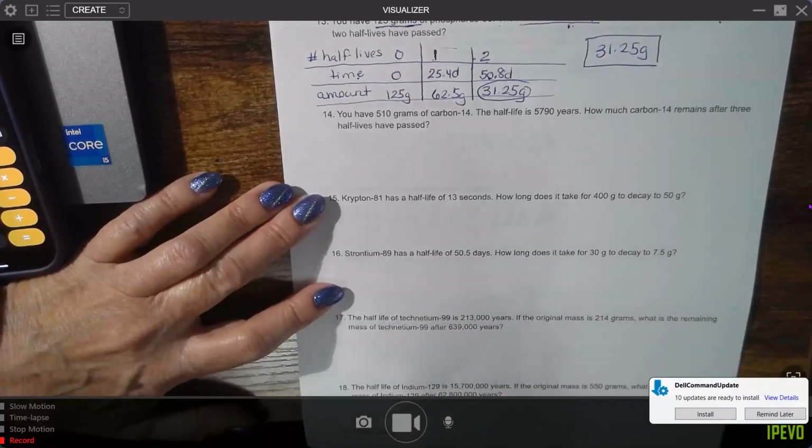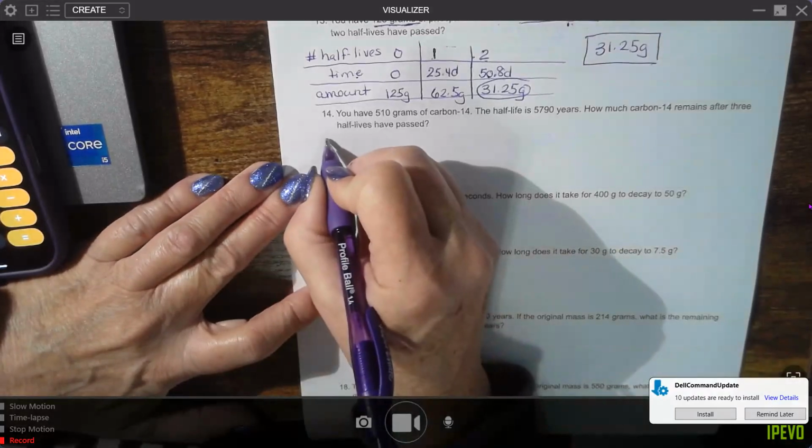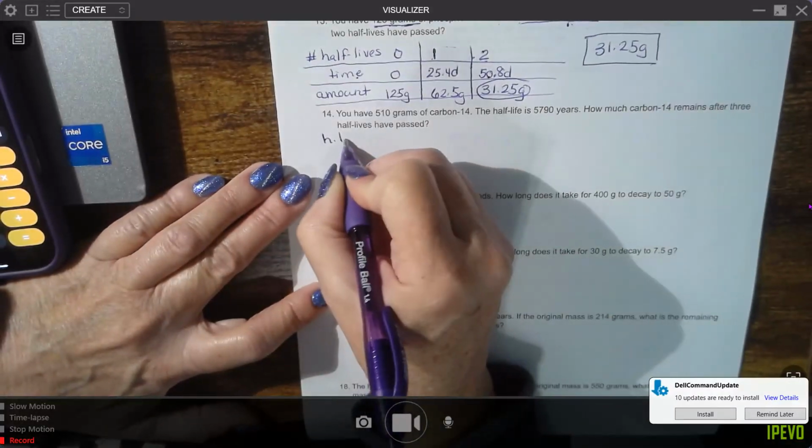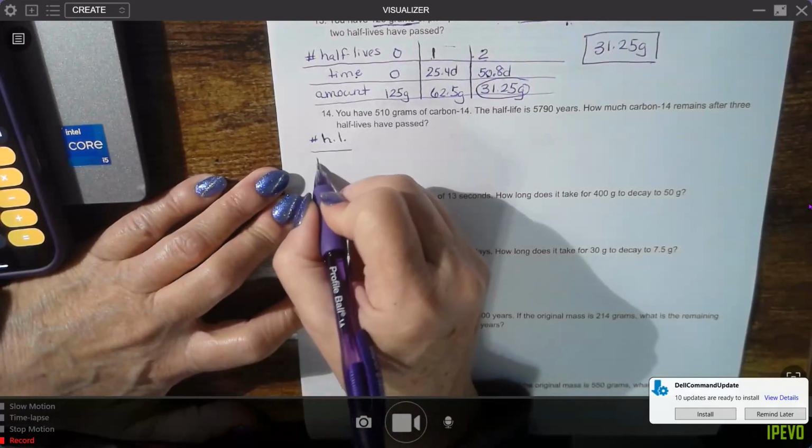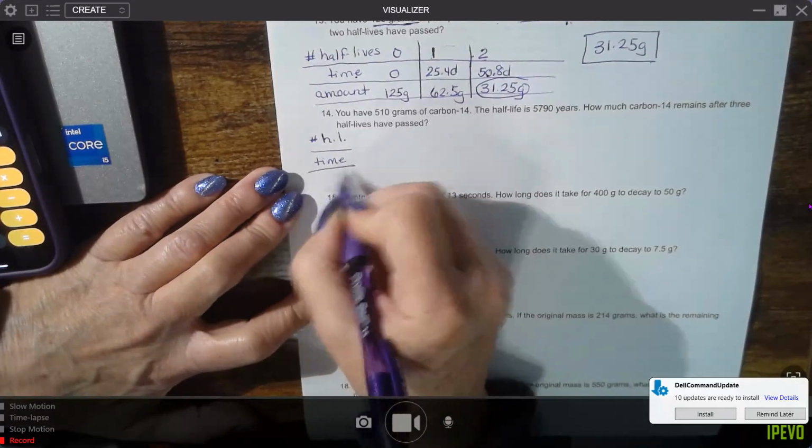All right, so let's look at number 14. So half-lives, I'm going to abbreviate. Every time I abbreviate a little bit more. Number of half-lives, time, and amount.